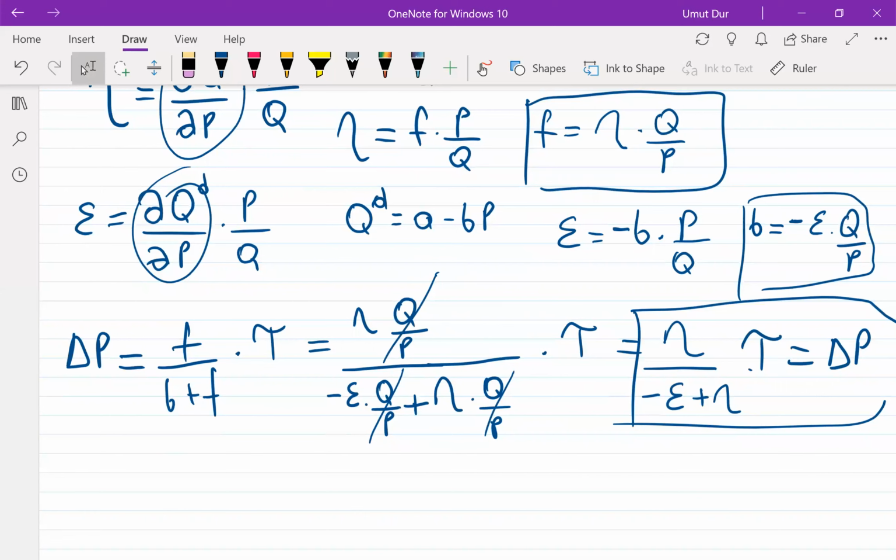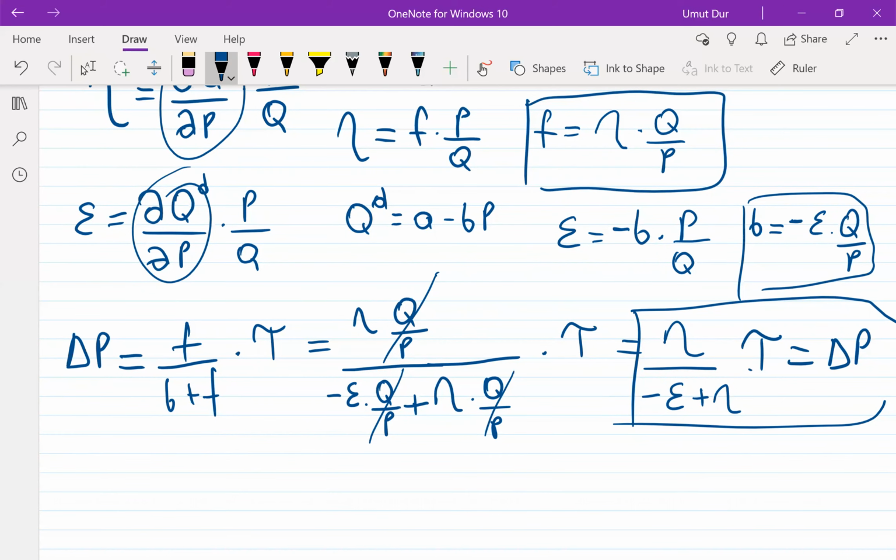So this completes our derivation. You can go over this derivation one more time by yourself. What we have done is basically finding the change in the price by using two equilibriums, and by using the supply and demand elasticity formulas, we showed that we can represent the change in the price by using the supply and demand elasticity.